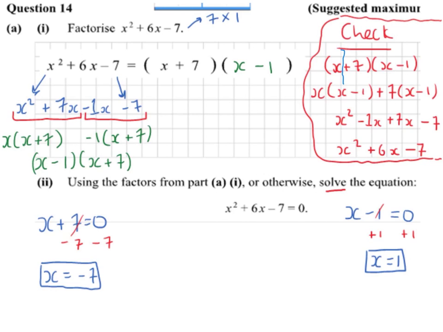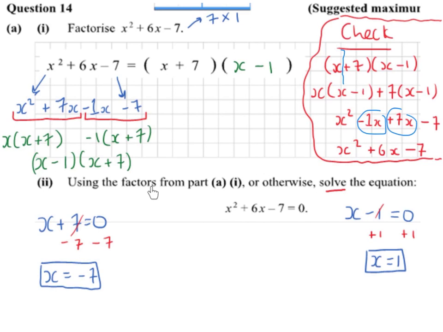I'm going to group together my like terms, so I can put together the minus 1x and the plus 7x, and they give me plus 6x. I'm going to bring down the x squared and the minus 7. So I have x squared plus 6x minus 7, which is a quadratic equation, a U-shaped graph, and that's what I started off with, so my factors are correct.